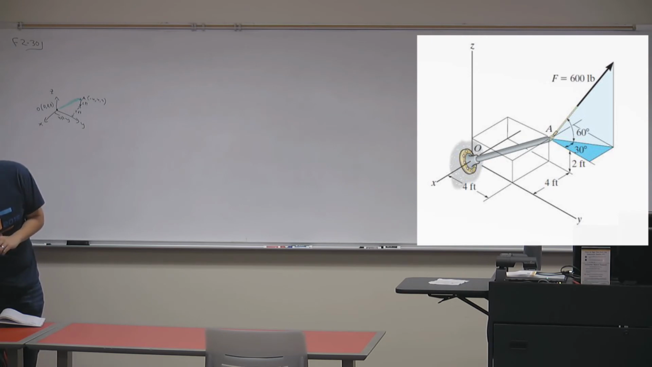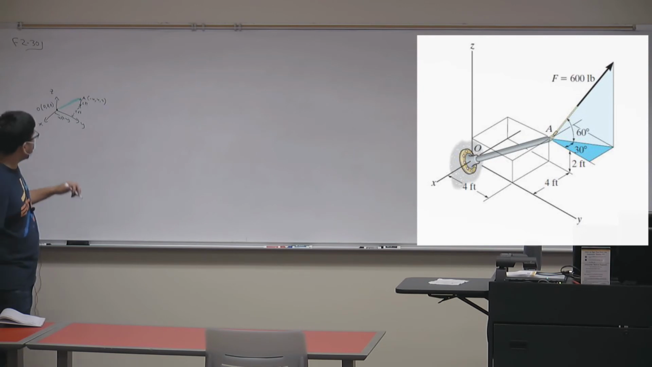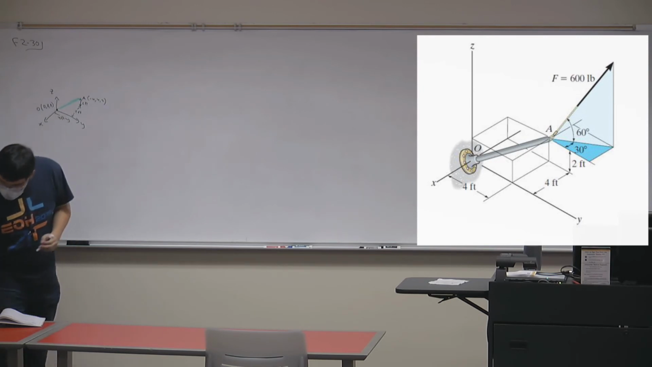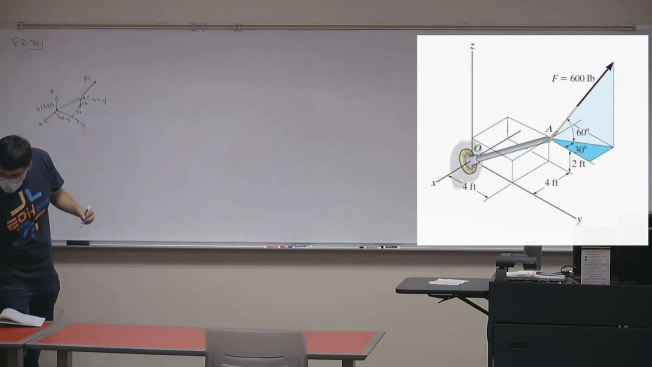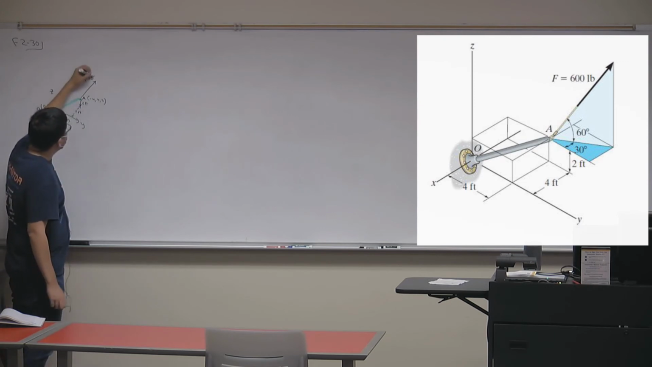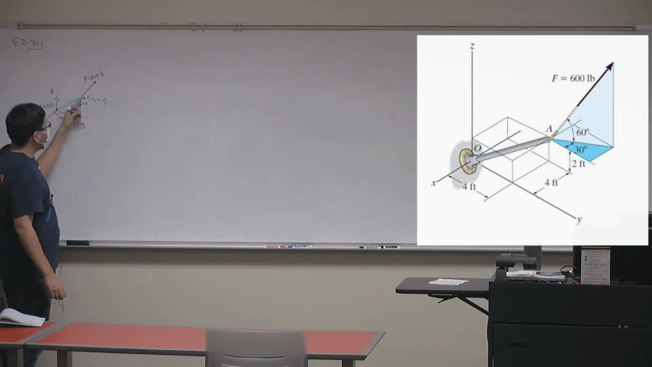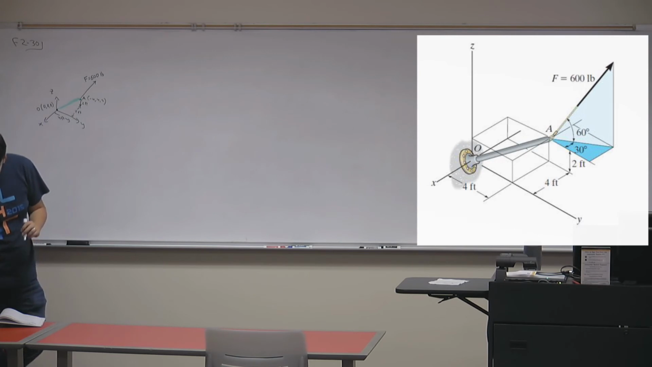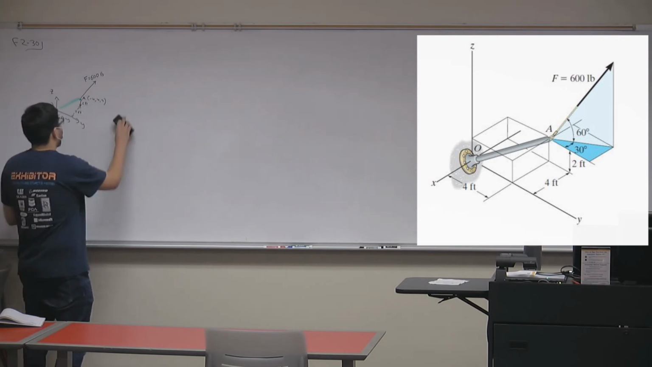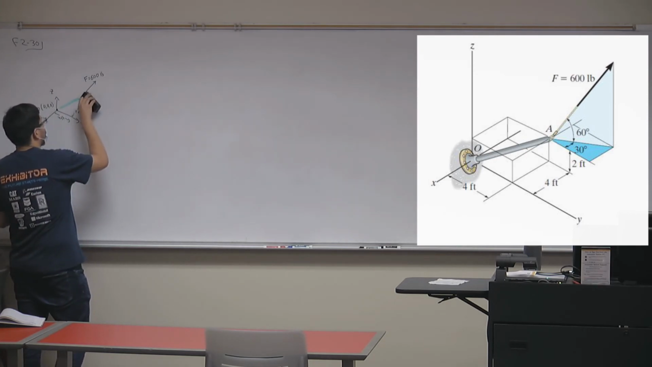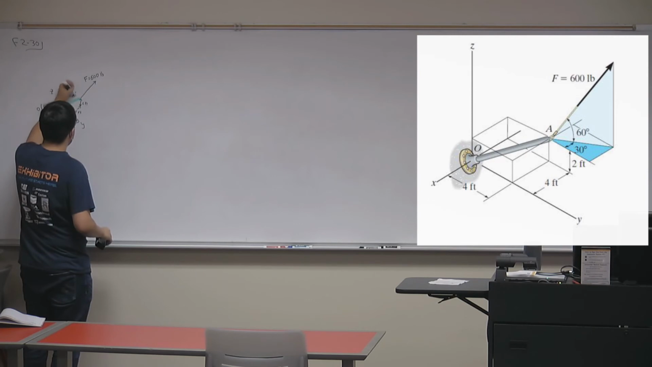Okay. Then we have a force that acts on point A, but in another direction. So we have a force with a magnitude of 600 pounds acting on point A, but in a different direction. And to nobody's surprise, we're not given the force in Cartesian coordinates. Instead, we're going to have to find those coordinates ourselves.